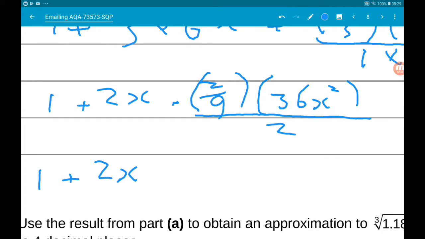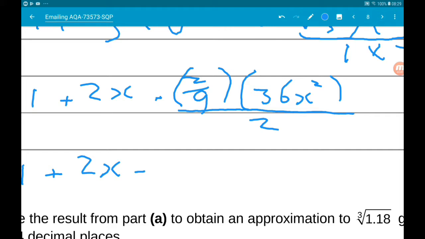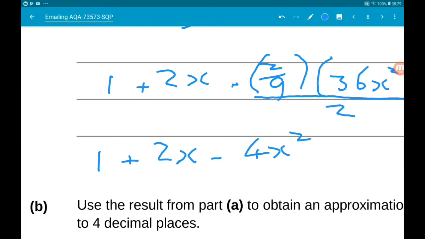Okay, we got minus. So 2/9 of 36 is 8. So we got 8x squared over 2. So we got minus 4x squared. So there are our first 3 terms. Cool.